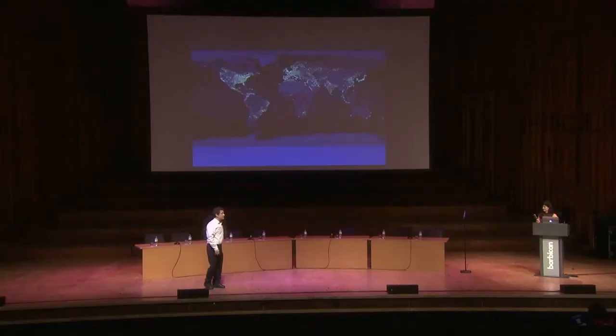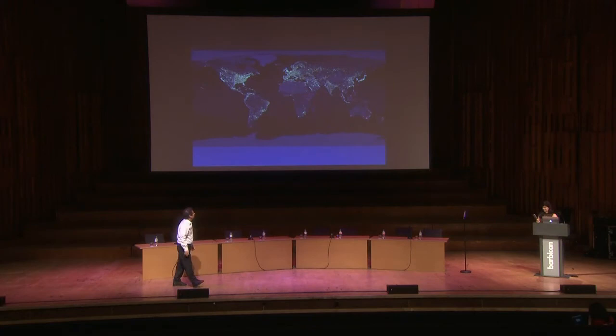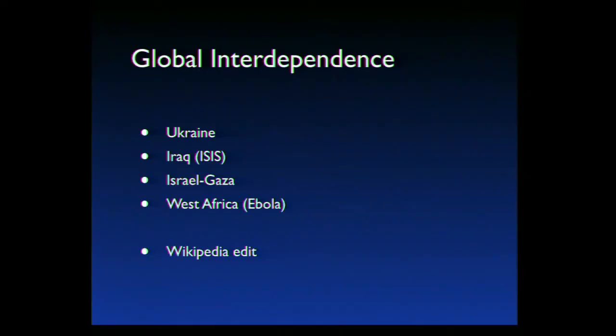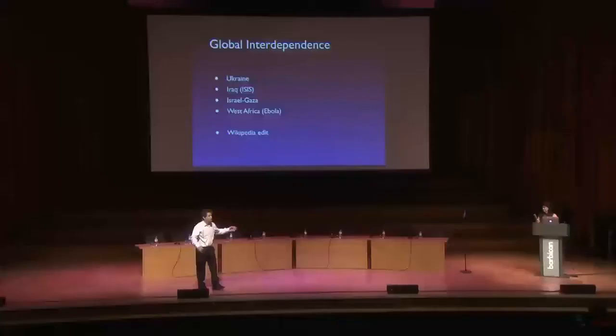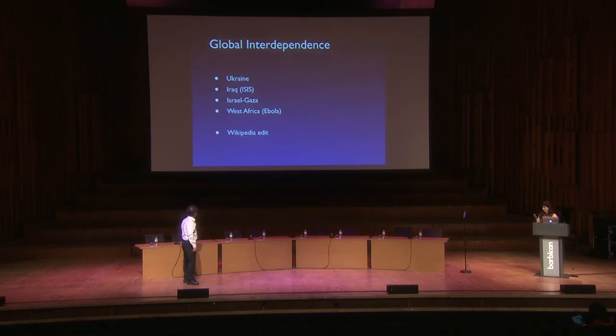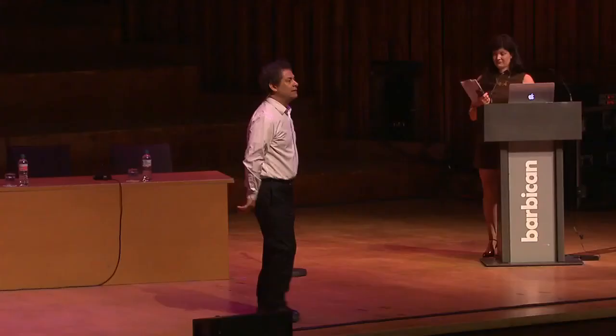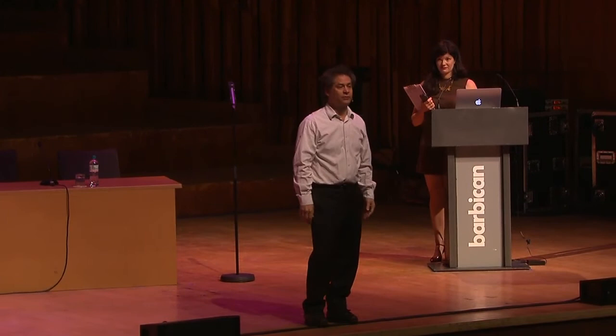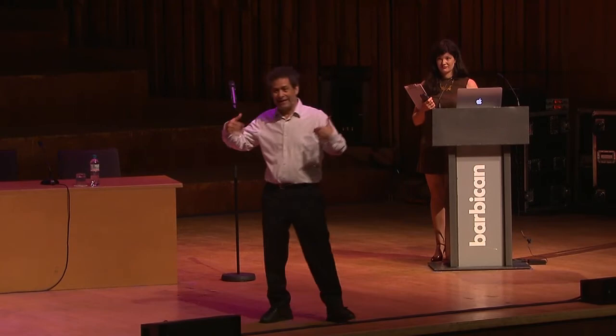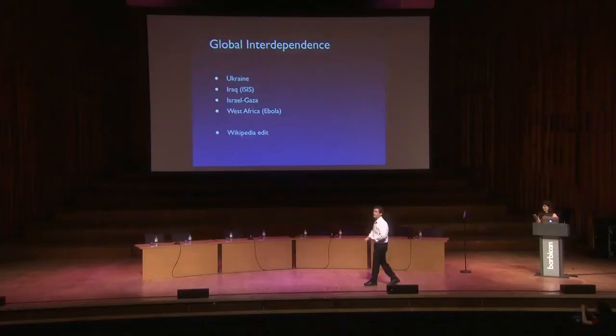Civilization is looking like an animal. Because if we poke it in one place, somehow the rest cares. And we've seen that recently with events in Ukraine, Iraq, and so on. And what about this last one? Someone anywhere in the world can edit Wikipedia and influence the rest of the world in terms of what they see and learn and read, right? Somehow that's a higher level of interdependence than we've really been talking about so far.